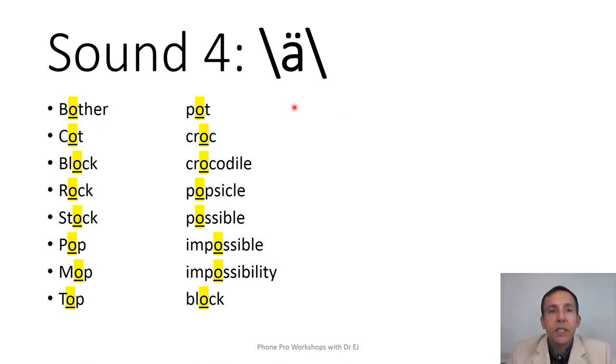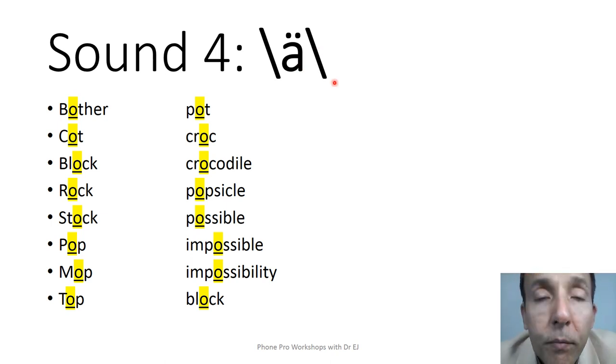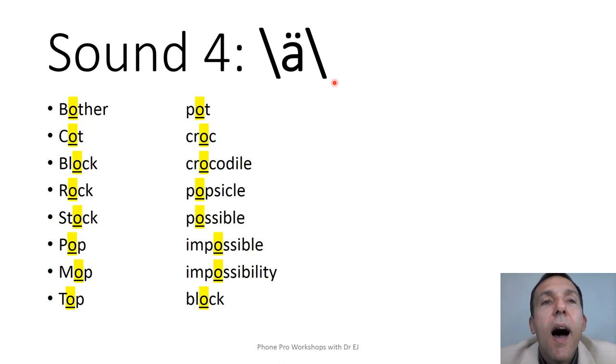Okay, this is sound number four. Sound number four is produced in the following manner. Remember, this is not letter A. This is a phonetic symbol because it's in slashes. So for this sound, just open your mouth a little bit, rounded lips, open your throat like this. Hopefully you're able to see it. And say, ah.